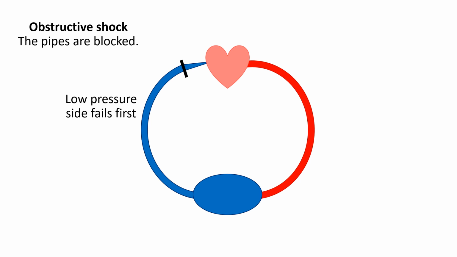Now, in these cases and in other cases of obstructive shock, sometimes you can gain a little bit of ground by increasing their preload. So if you give some of these people a little bolus of fluid, sometimes you can increase the pressure in that low pressure system and squish past that bit of obstruction, and you can improve perfusion that way.